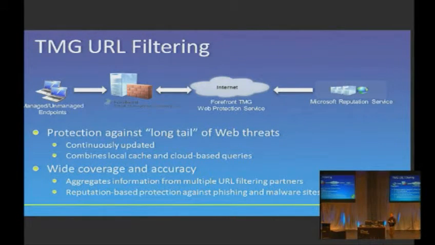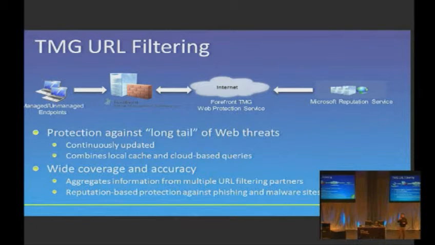Now, a site may be categorized in multiple categories, or might be listed in multiple categories. There is a blog post on the ISA blog about the priority orders. So, if for some reason a site was categorized as maybe time wasting or bandwidth wasting and mail, there's a priority of which one goes first.